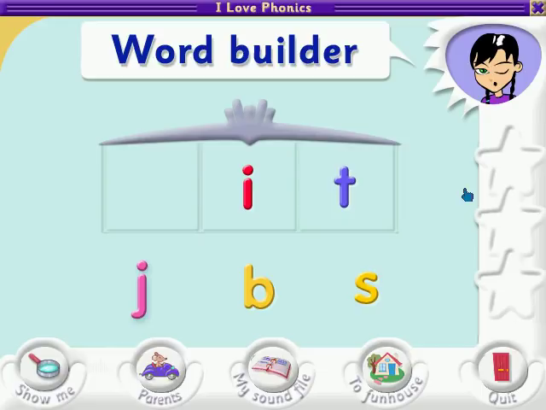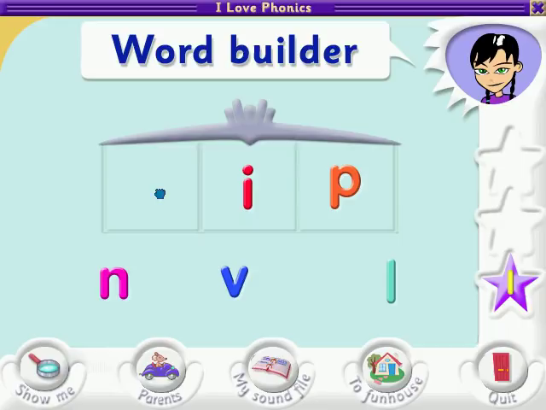Drag a magnet into place to make the word sit. You did it! That's the word sit. And look, you won your first star. Make the word nip. You did it. That's the word nip. And look, there's a star.